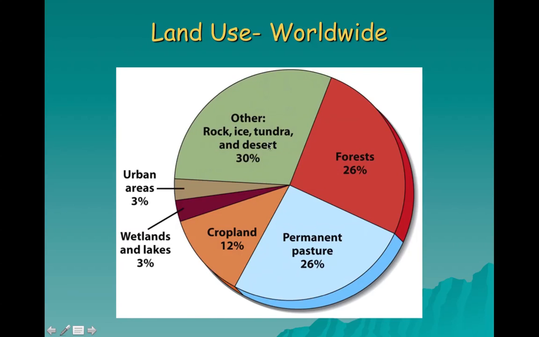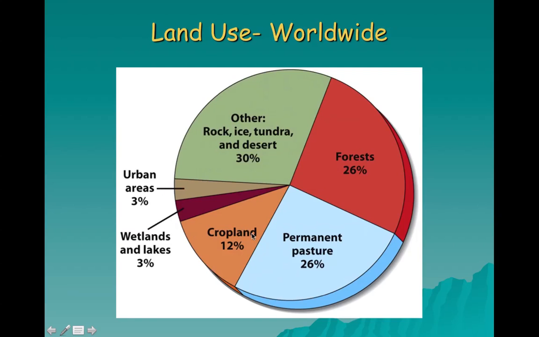Most of land, you can see, 30% of land is either just plain ice or rock, tundra, desert. Basically, this includes anything that you can't really do much with in terms of development. You may be surprised to see that urban areas are 3%. So 3% of the Earth's land surface is covered with cities, and this is a high-density city.